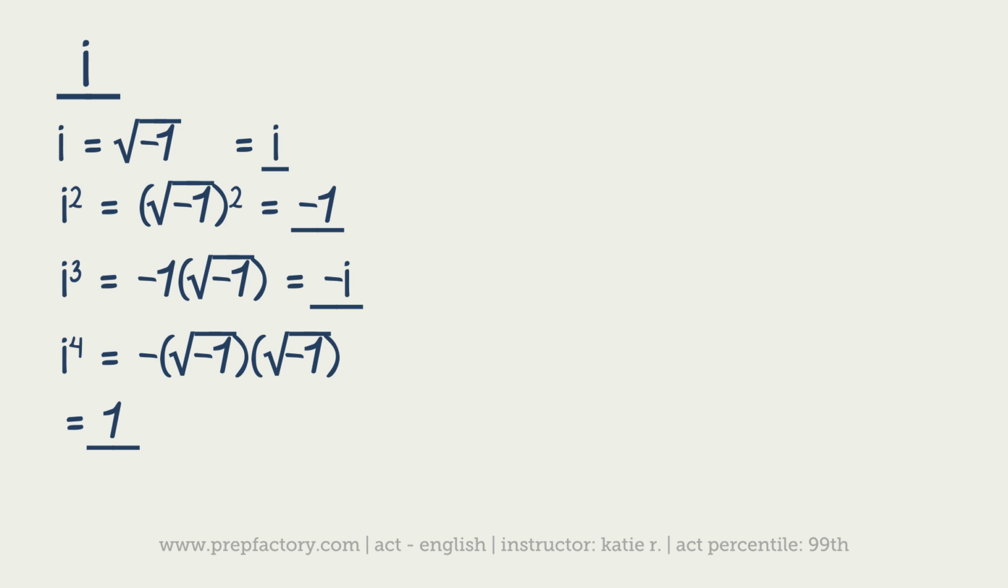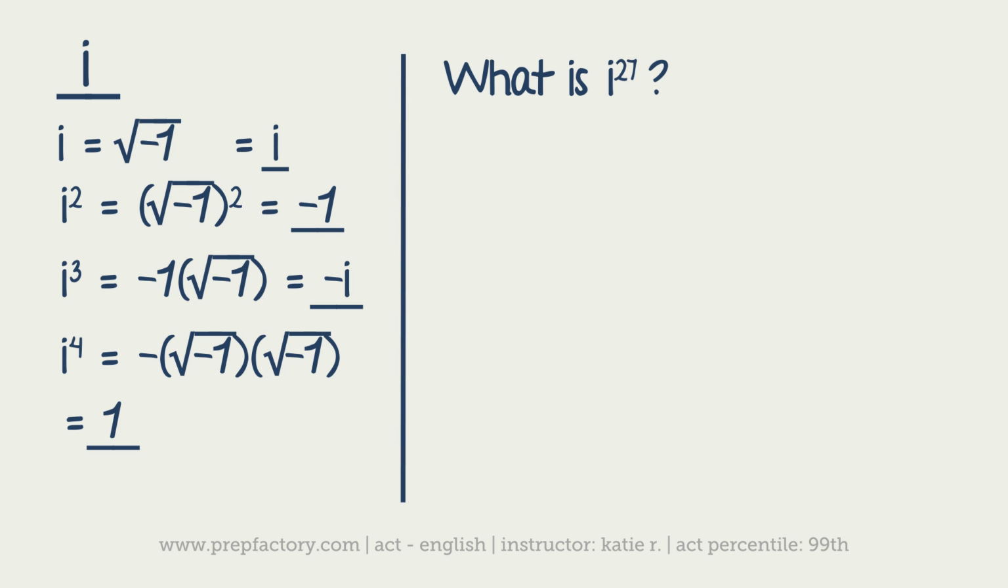So for instance, i to the 5th is i, then i to the 6th is negative 1, then negative i, then 1, etc. And it'll keep on doing that forever. So if the problem were something like, what is i to the 27th power? Okay, great. We can deal with this.